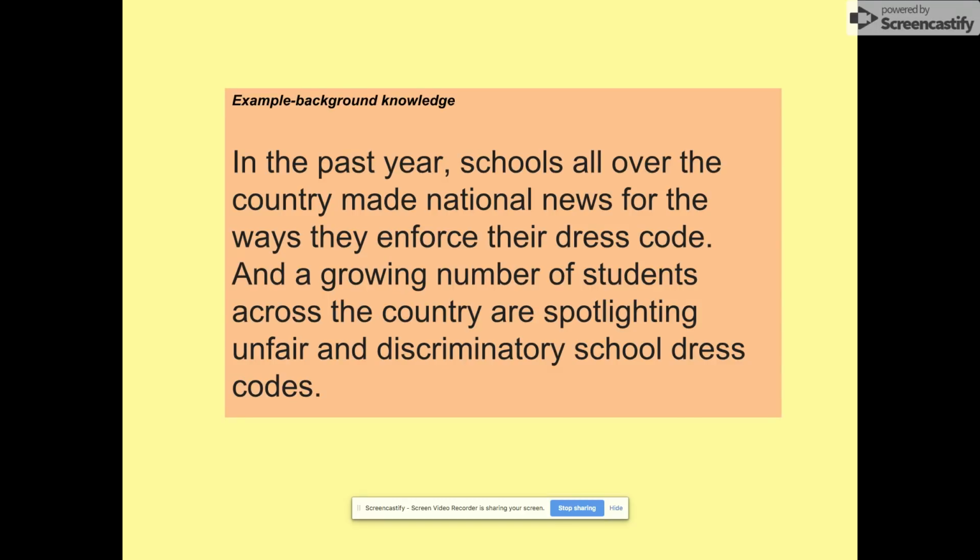So here's some example background knowledge about dress codes. In the past year, schools all over the country have made national news for the ways they enforce their dress code, and a growing number of students across the country are spotlighting unfair and discriminatory school dress codes. This is something that's in the news. It's a new thing that you hear about. So it is something people are rethinking. Is this something that we should be doing? How should we be writing dress codes? Is it fair to girls? Is it fair to boys? To think the way we do about dress codes. So it is a current debate that is going on in schools right now.